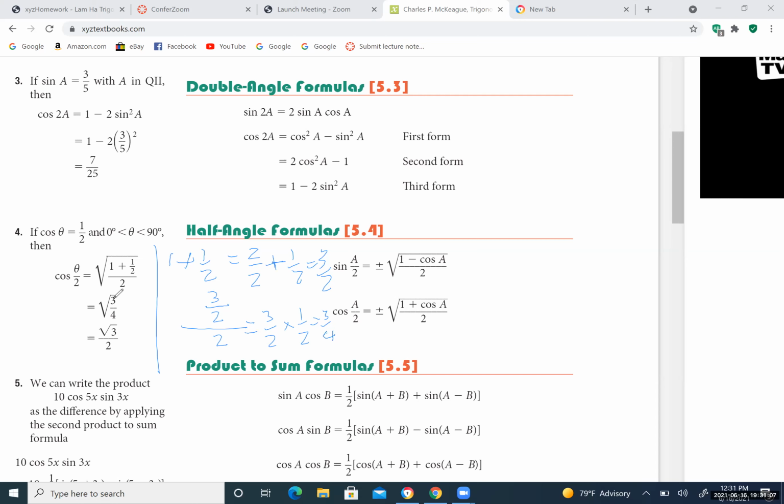So the square root of 3 over 4 becomes square root 3 divided by 2, because the square root of 4 is 2. All of this basic algebra you must know before you take the class, so I hope it's a quick review for you. So now the answer is square root 3 divided by 2. Let me erase this.